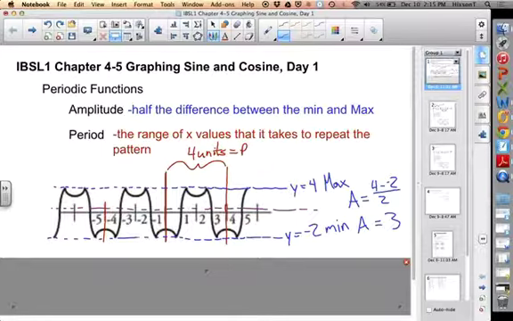Alright, so that's what amplitude is. It's kind of the distance from the middle of our periodic function. Now, periodic functions are used in a lot of different applications in real life scenarios. Anything to do with waves, light waves, sound waves, any of those things can be modeled using a sine or cosine curve that we're going to see today.